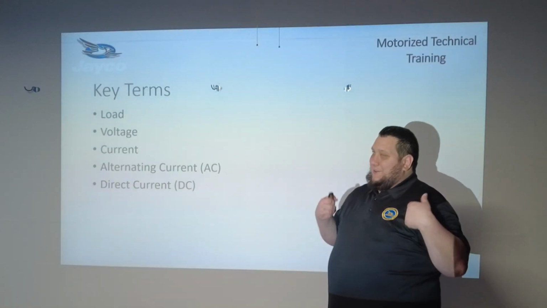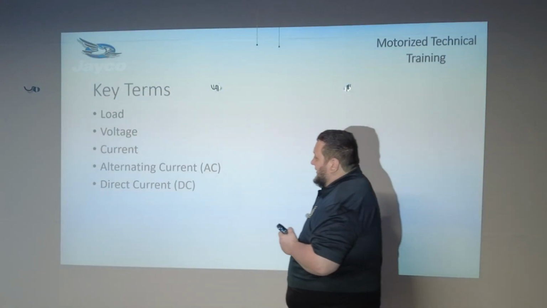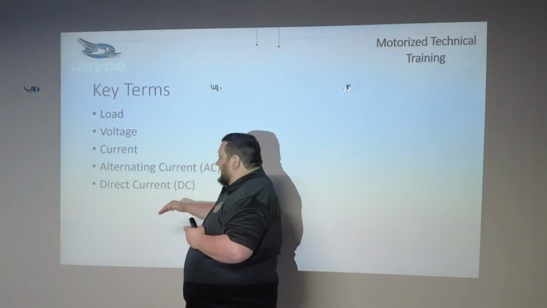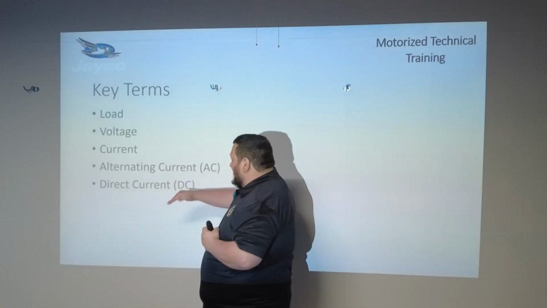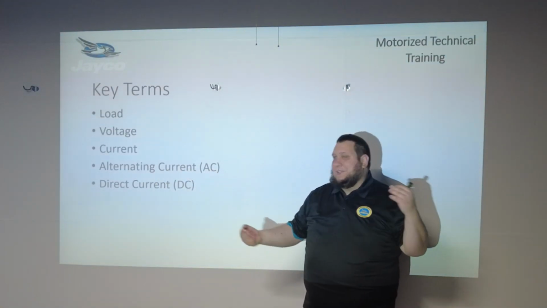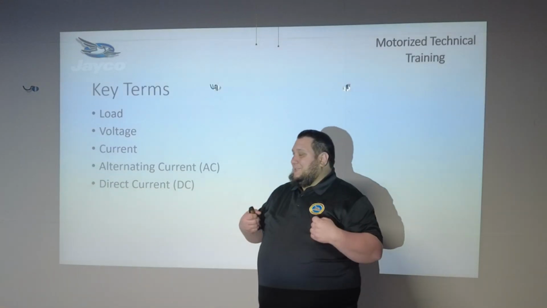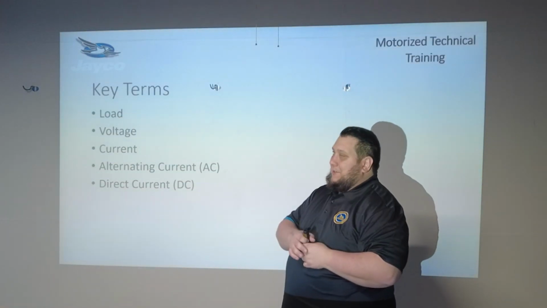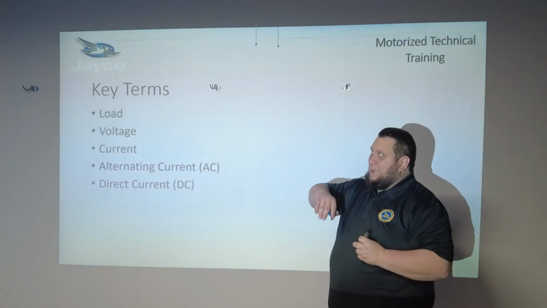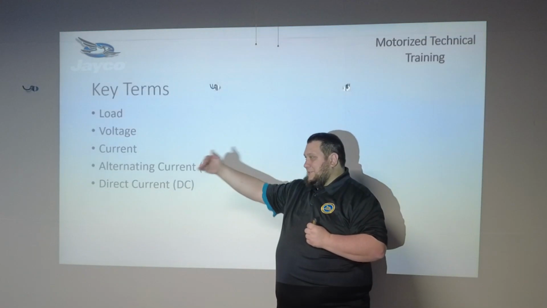What that means for our RV applications is basically we've got two voltage ranges that we're going to be using. We're going to be using a higher voltage range for our alternating current. That's going to be 120, we call it 110. That is your alternating current, AC voltage. We call it AC because the power flows more like a sine wave than a direct line.